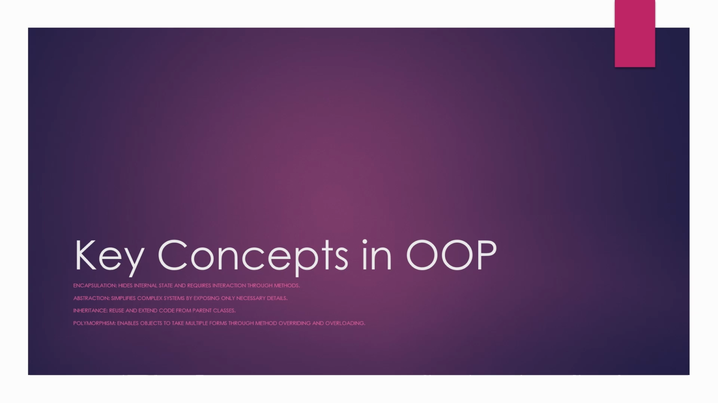Let's now look at the 4 key principles of OOP: encapsulation, abstraction, inheritance, and polymorphism. Encapsulation involves hiding the internal state of an object and only exposing it through methods. This ensures data is accessed and modified in a controlled manner.